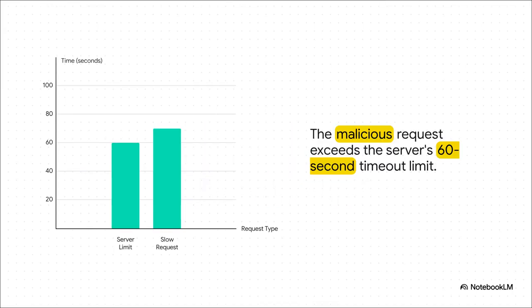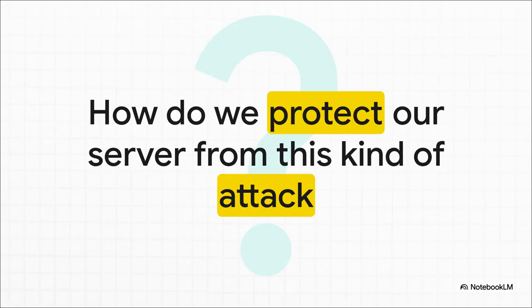Anything that goes over that limit is automatically seen as suspicious and maybe even dangerous. And just like that, we have a showdown. The malicious request is designed to take 70 seconds, but the server's hard limit is 60. This isn't an accident. It's an intentional attack, built to break the rules and cause a major disruption. So that's the million-dollar question, isn't it? How do we stop this slow-moving request from hogging our server for a whole 70 seconds?